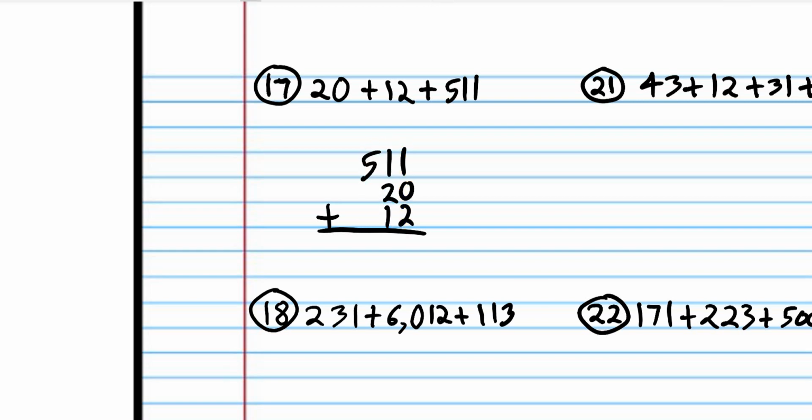1 plus 0 plus 2 is 3. 1 plus 2 plus 1 is 4. 5 plus 0 plus 0 is 5. The answer is 543. Box it. Boom. Done. All right.